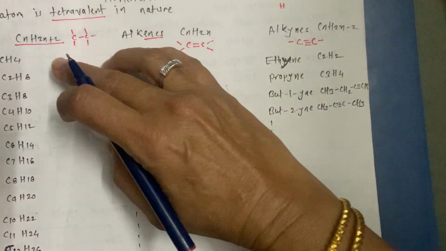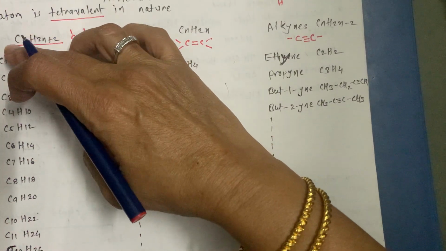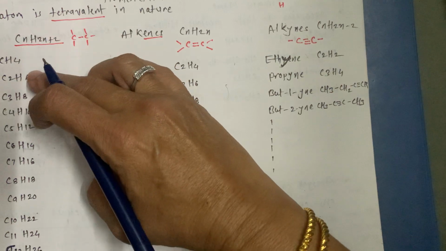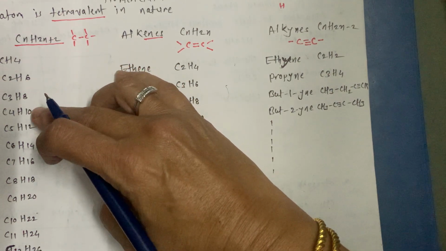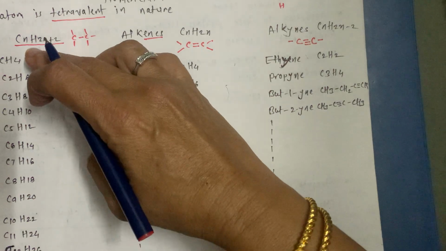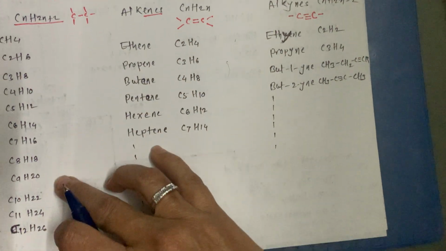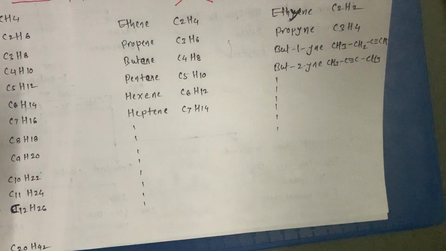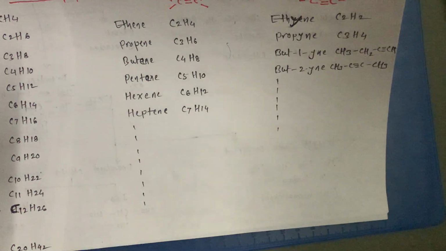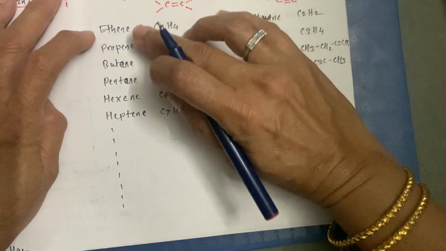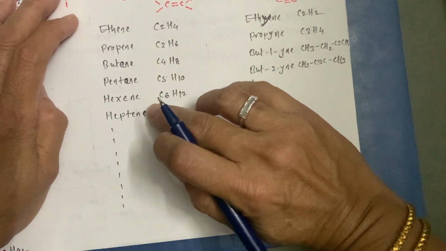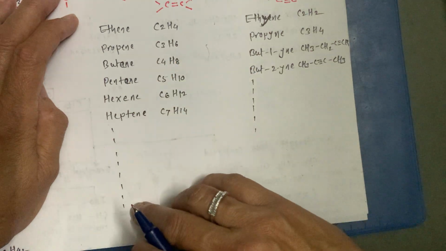From 1 carbon it is methane, then 2 carbons it is ethane, then 3 carbons propane, 4 carbons butane, and so on. Finally in 11th standard we studied icosane, that is C20H42. In alkenes, we have ethene, propene, butene, pentene, hexene, heptene, and so on.